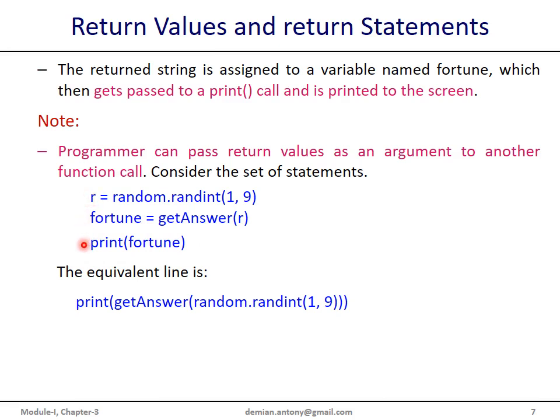These three statements can be merged into a single line as print(getAnswer(...)), and getAnswer requires a parameter, and the parameter is the random number that is generated with the built-in function randint. You can see that getAnswer is a function which takes a parameter which is the return value of the built-in function randint. This is the second function, the built-in function, and this is the first function, getAnswer.